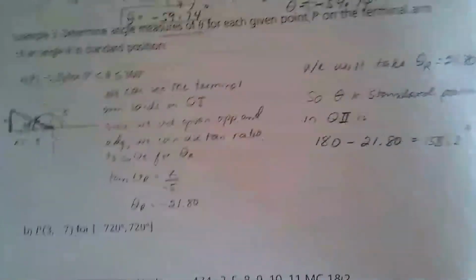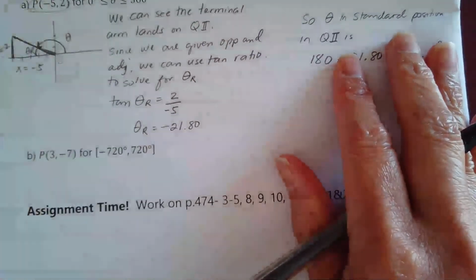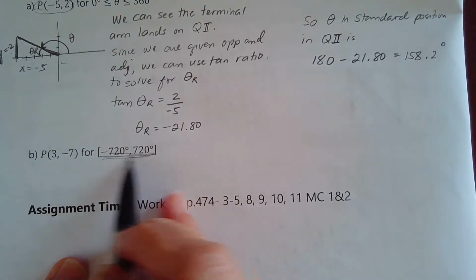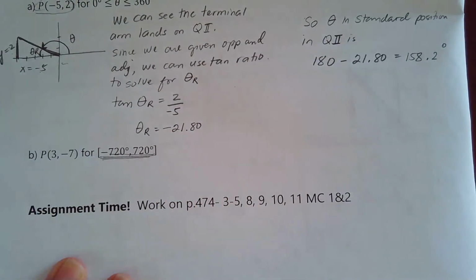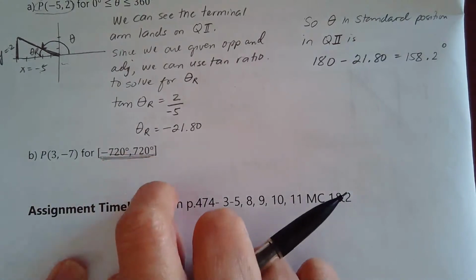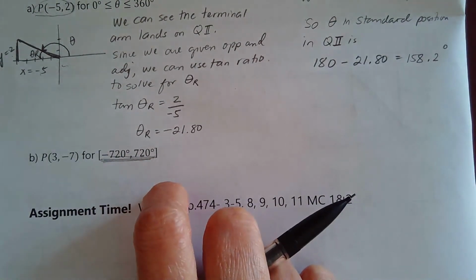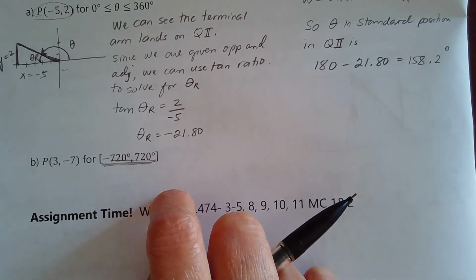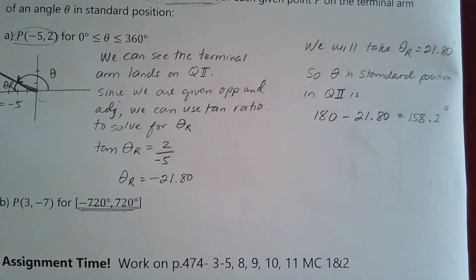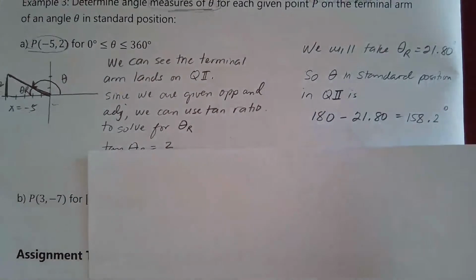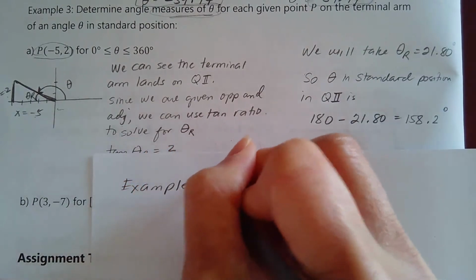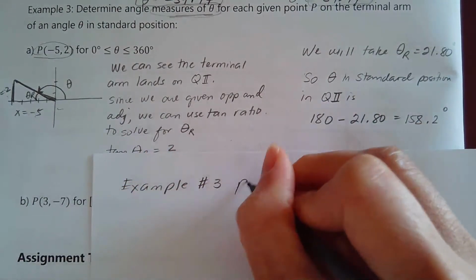Okay, last example, and it's going to be a big one because the angle is going from negative 720 to positive 720. Okay, let me use a different paper here because we're going to run out of room. There it is. So this is example number 3.